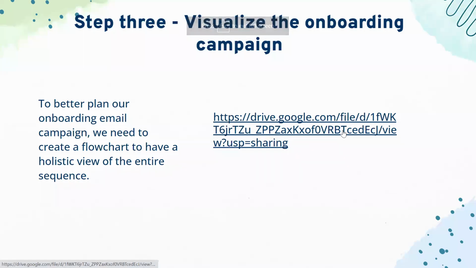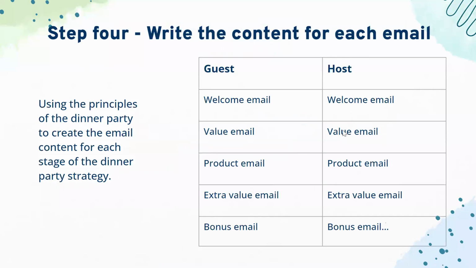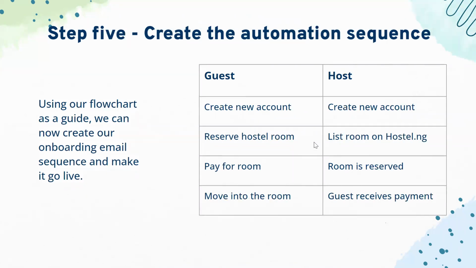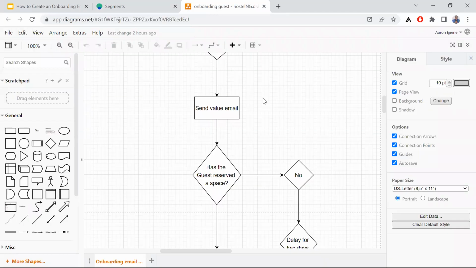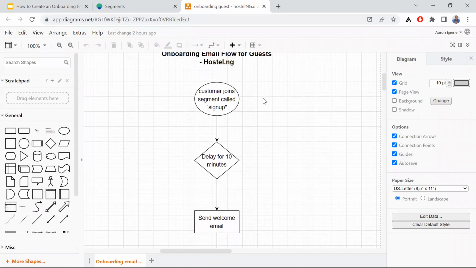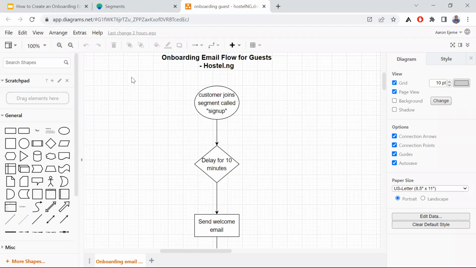The next step is that we need to write the content for our email. Before even setting up your onboarding sequence, it's advisable to write your emails. Since it's just a demo course, I'm just going to put a couple of dummy texts to represent the emails that we are sending. And then step 5, we can create our automation sequence. So let's do that. Since we have created a segment and created our flow charts, I think we can now confidently create our onboarding email flow for the guests at hostel.ng.